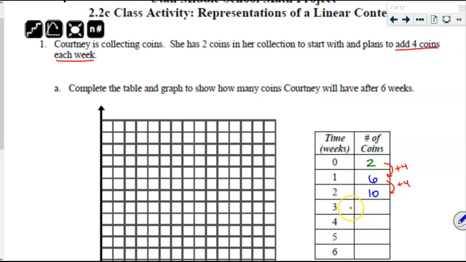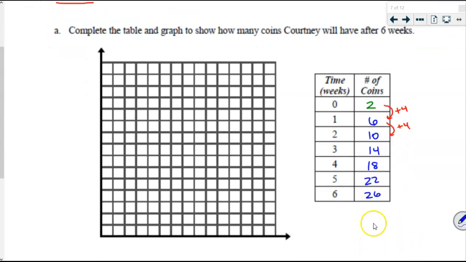How many coins now after 3 weeks? Weston? 14, because 10 plus 4 is 14. And 4 weeks have passed. So how many coins now, Cadence? 18. And then 4 more coins means now we're at 22, and 4 more coins means now we're at 26, right? Question for you. There is no 7 on the table. I'm not going to put it there, but I am going to skip ahead to an 8.